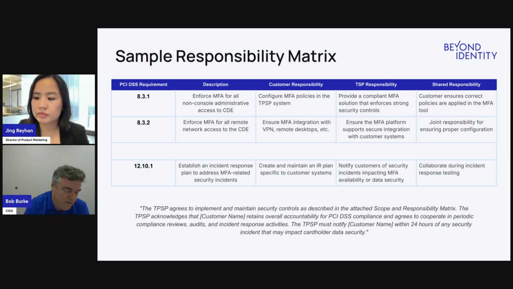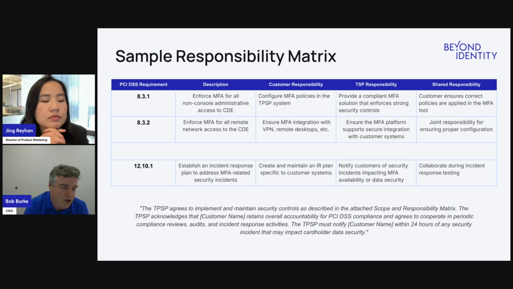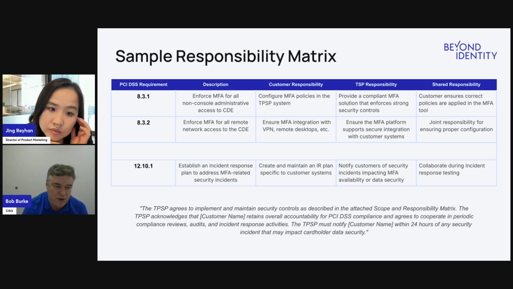So if a vendor comes in and gives you a system, you have to configure it properly so that you get the benefit of that MFA solution. The third-party provider is going to have to provide a compliant MFA solution, so they're responsible for making sure that system is designed correctly and is secure. And then there's some shared responsibility where the customer works with the vendor to make sure the configuration is secure and is configured properly.